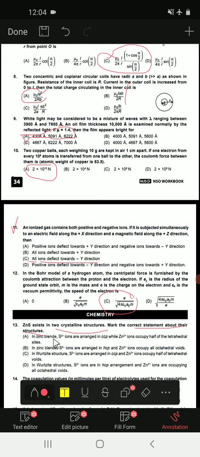In zinc blende, S minus 2 ions are arranged in CCP while zinc plus 2 ions occupy half of the tetrahedral sites. In zinc blende, S minus 2 ions are arranged in HCP, zinc plus 2 ions occupy all tetrahedral voids. In wurtzite structure, S minus 2 ions are arranged in CCP and zinc plus 2 ions occupy half of the tetrahedral voids. These are the four options we have. We have to choose the best option among these four.